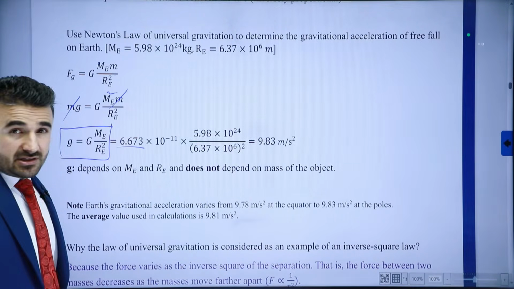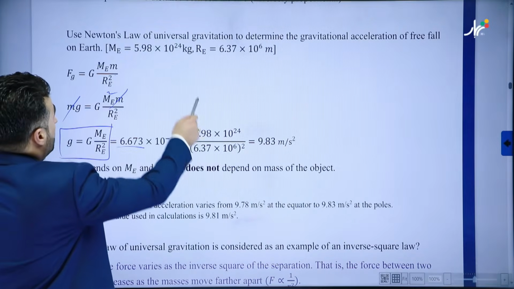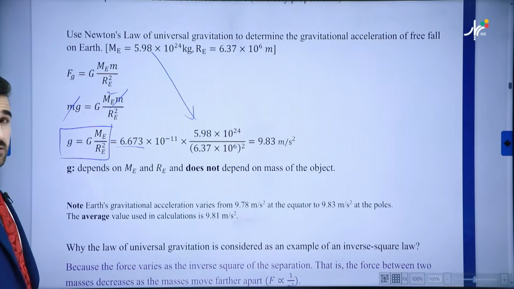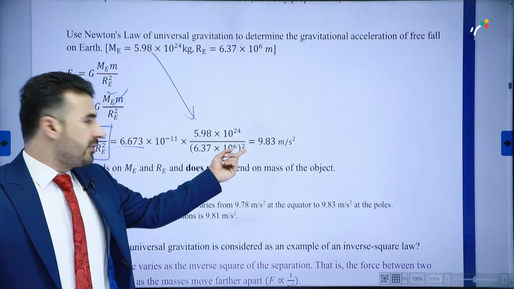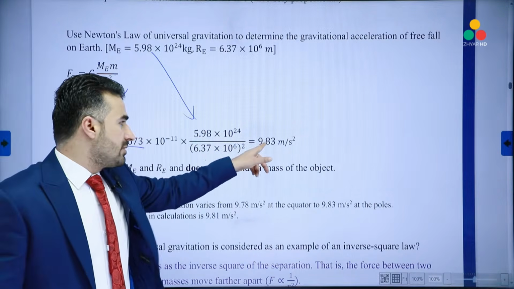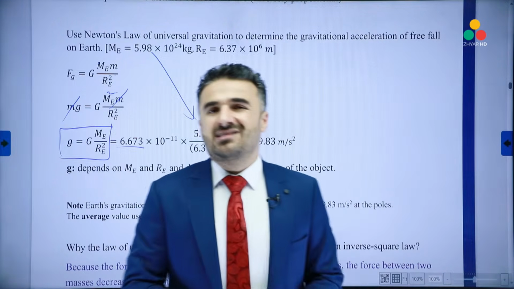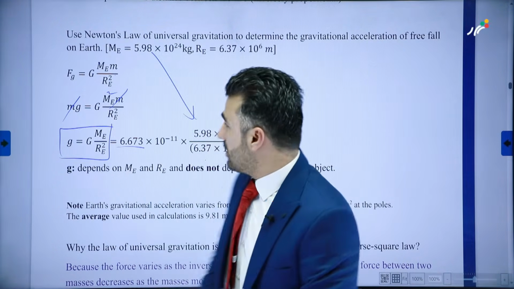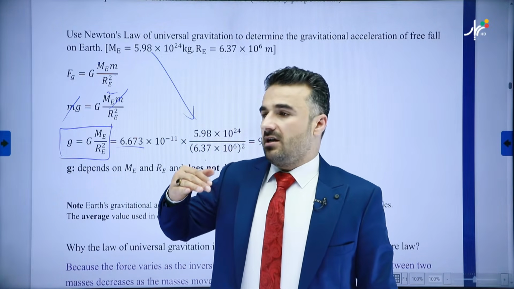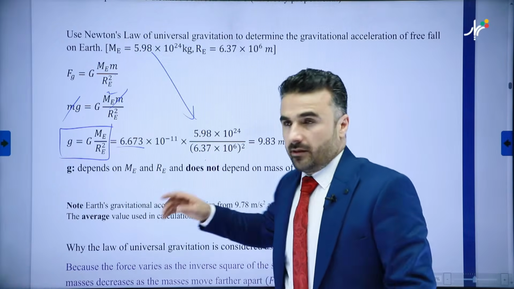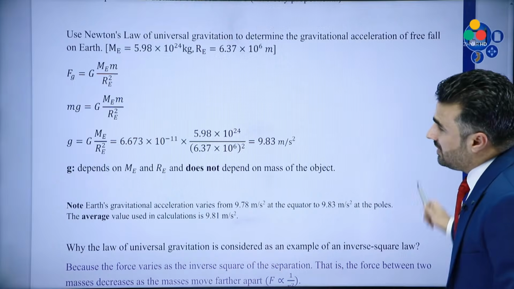G, we know that is 6.673 times 10 to the power negative 11, multiplied by the mass of the Earth that was provided, which is 5.98 times 10 to the power 24 kilograms, and then divided by the radius, but remember the radius is squared. So once you do all this, of course, you'll get 9.83. And of course, we use 9.81, that is an average, because the radius of the Earth will change from the equator to the poles. The radius is not the same, because Earth is not a perfect sphere, of course.